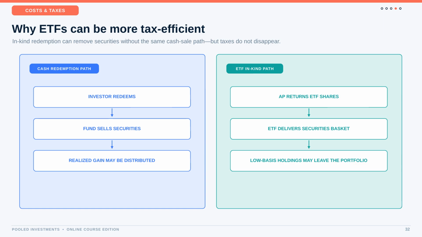ETFs still distribute dividends and can distribute capital gains. Tax efficiency also depends on the asset class, portfolio turnover, derivatives, rebalancing, and investor trading. A tax-efficient wrapper cannot turn a high turnover strategy into a tax-free strategy. Structure changes the mechanics. It does not repeal the tax code.